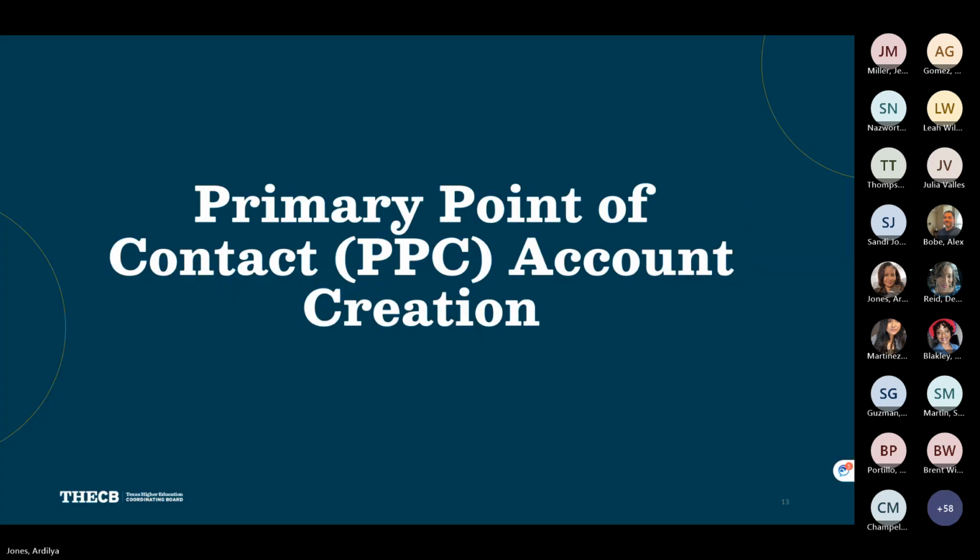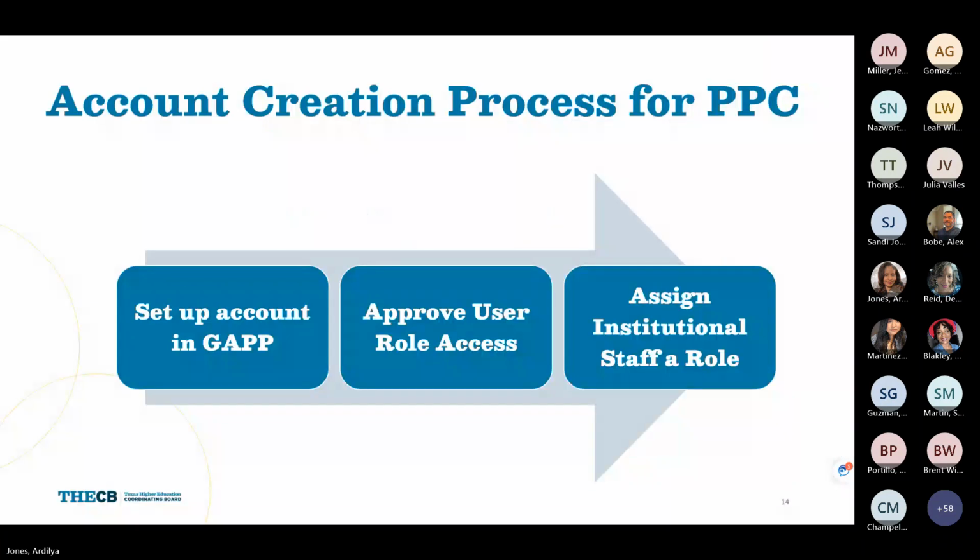Next, we will go over primary point of contact account creation. The account creation process is that the user will first set up an account in the GAP portal. User access will be approved, and then the staff role is assigned.